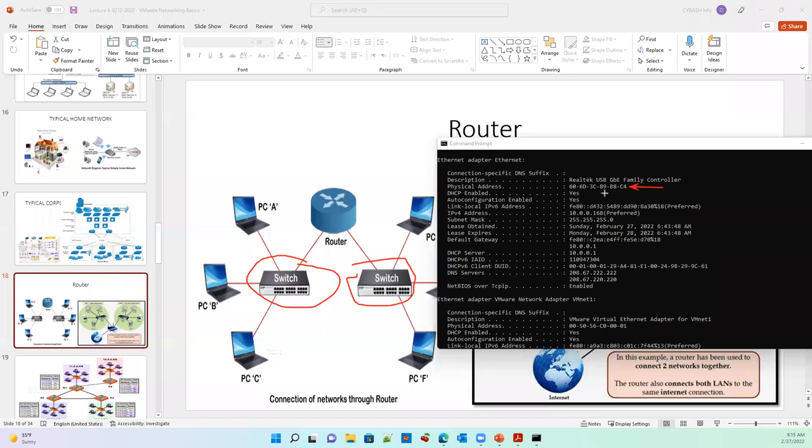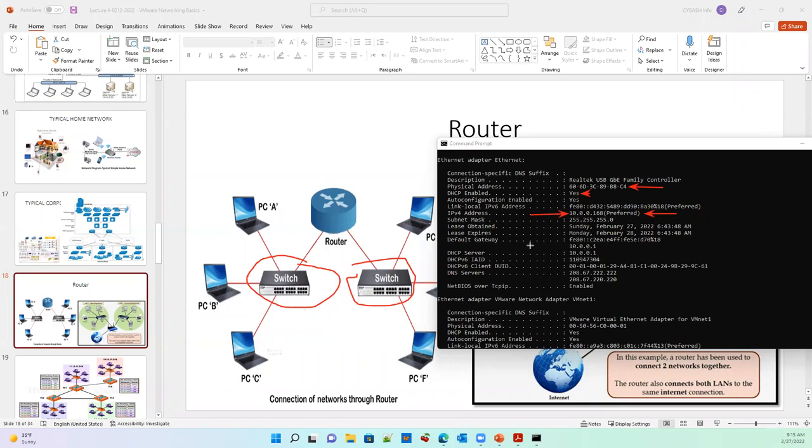So it says DHCP enabled, yes. That means I can shout out to the DHCP server, I need an IP address, and then they will give it to me automatically. This is my IP address. You see 10, right? So that is my private IP address, because I configured not 192, I configured it as 10.10.10.1.